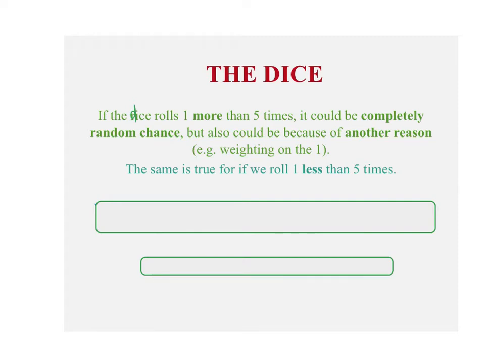There could be another reason other than chance causing that difference. So something like maybe I've stuck a bit of blue tack on the 1, for example, and it gives it a little bit more weight. And again, this is the same if we roll a 1 less than 5 times, so there may be another reason as to why that 1 is less favoured in the random rolling of a dice.